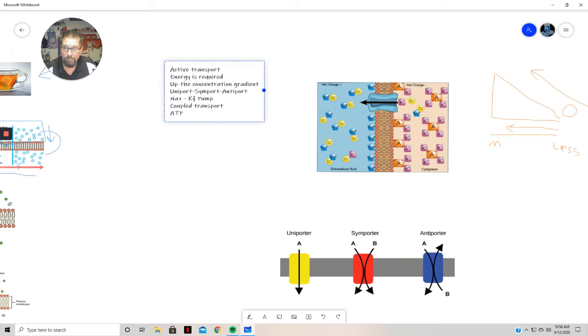And I've already mentioned this, but I'm just going to officially elaborate on it. We're moving molecules and ions against concentration gradients.